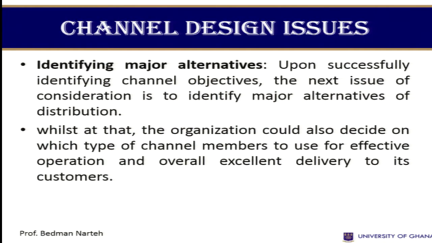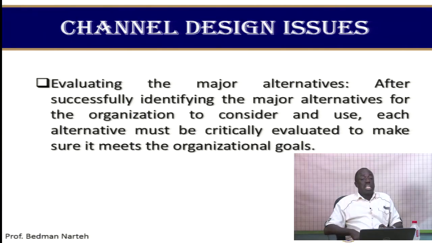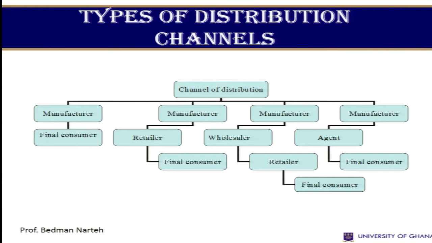First, you need to analyze the consumer needs. Secondly, you need to set the channel objectives. Then you need to identify the alternative channels that are available for moving your goods. And then the organization could also decide on which type of channel members to use for effective operations and overall excellent delivery to its customers. Then you evaluate the alternative channels that are available for moving the goods from the place of manufacture to the place of consumption.